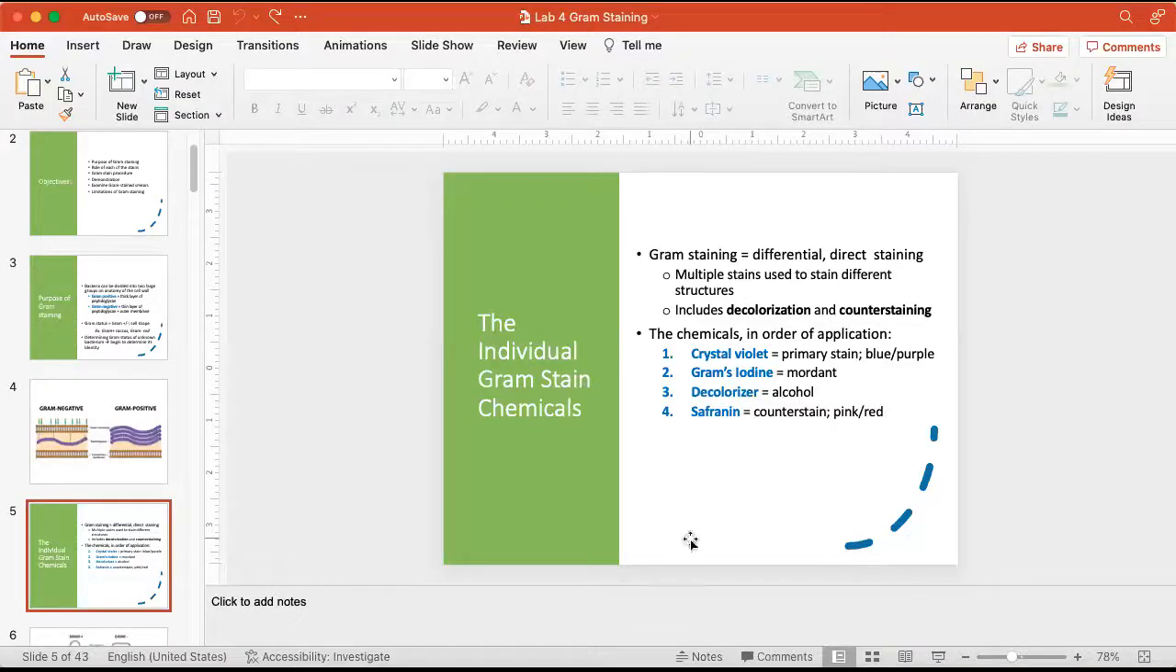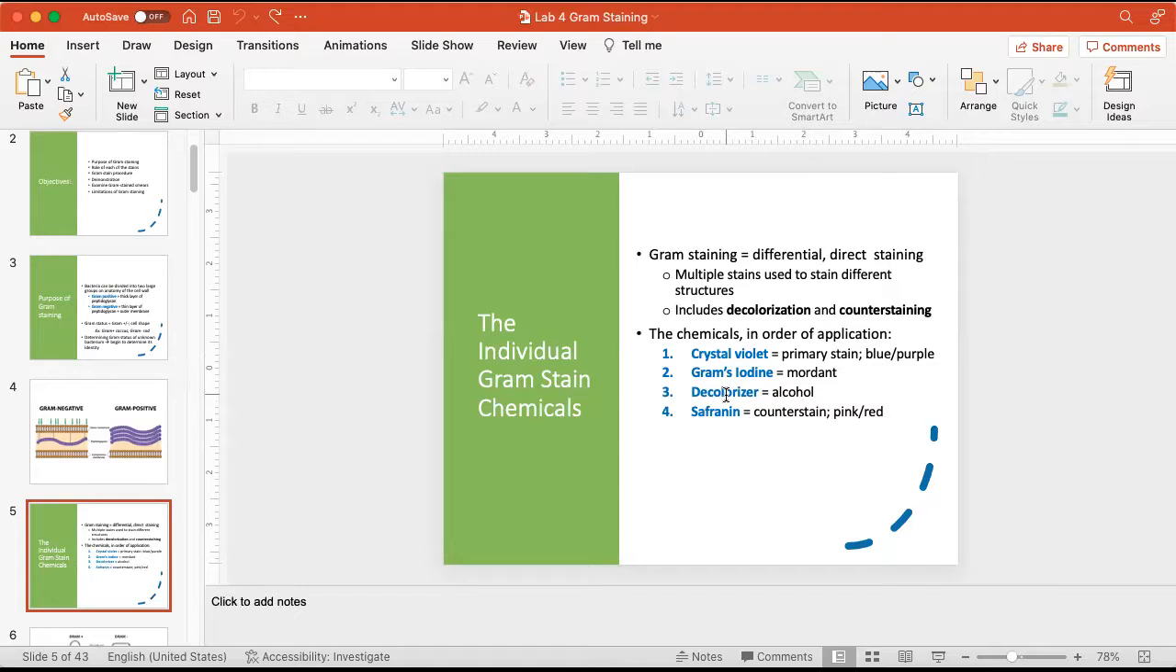The third step in the procedure uses a chemical called a decolorizer. Now, the decolorizer is simply alcohol. And what the decolorizer does, like the name suggests, is it pulls some of the crystal violet out of the cell wall.